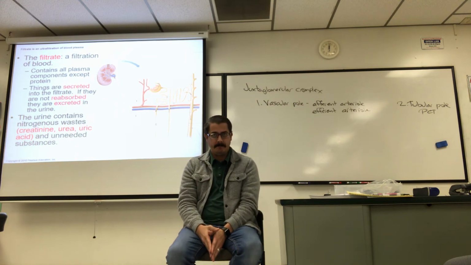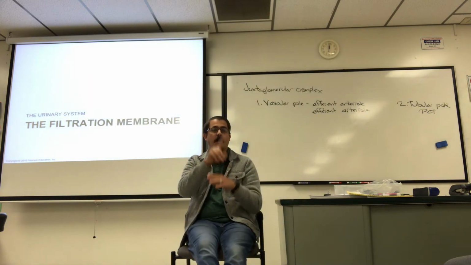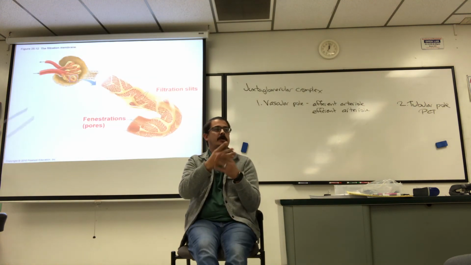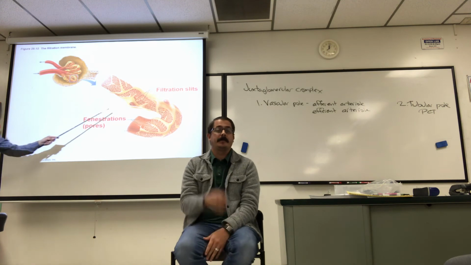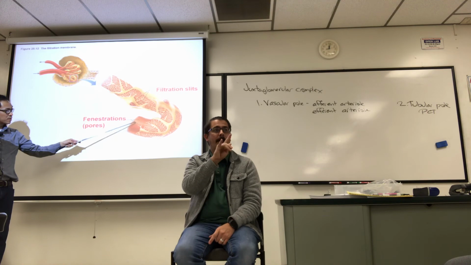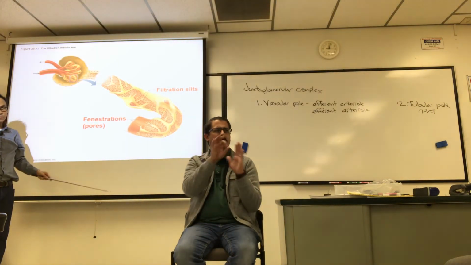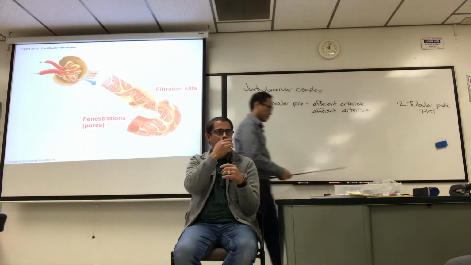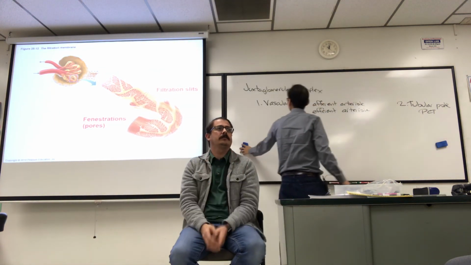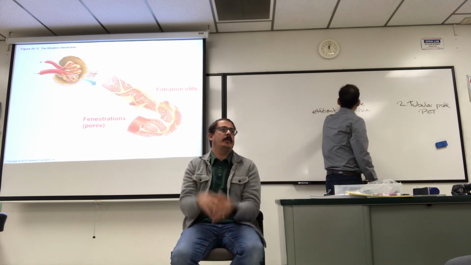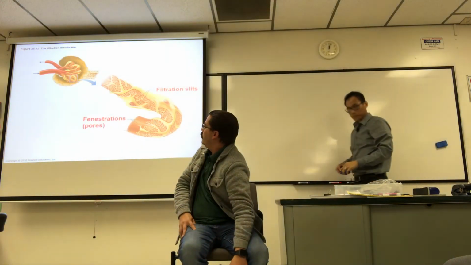All right, so the filtration function, you got to understand the filtration membrane. And that can be understood by just looking at this picture here. We looked at that before, but if you take a close-up look at a glomerular capillary, you can see there's all these fenestrations or pores in it. That allows the plasma to easily be filtered out. So let's call this filtration membrane.